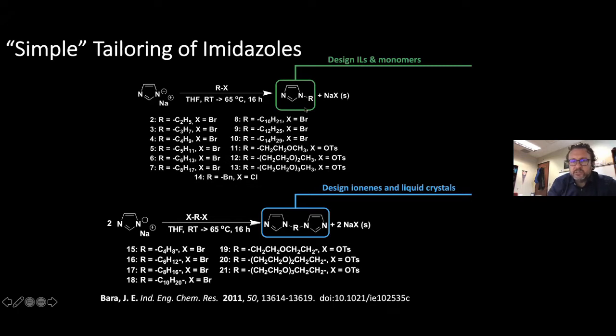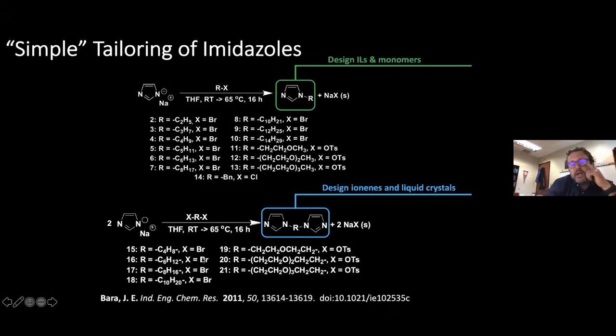If I have imidazole with this R group, then I can make new ionic liquids, but it also allows me to make new types of monomers to make polyionic liquids, because I can add some sort of functionality that polymerizes and I get a polyionic liquid, which we'll talk about in a moment.